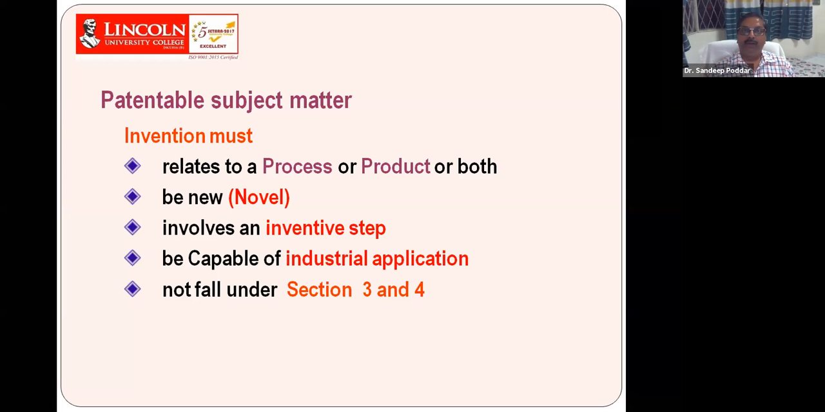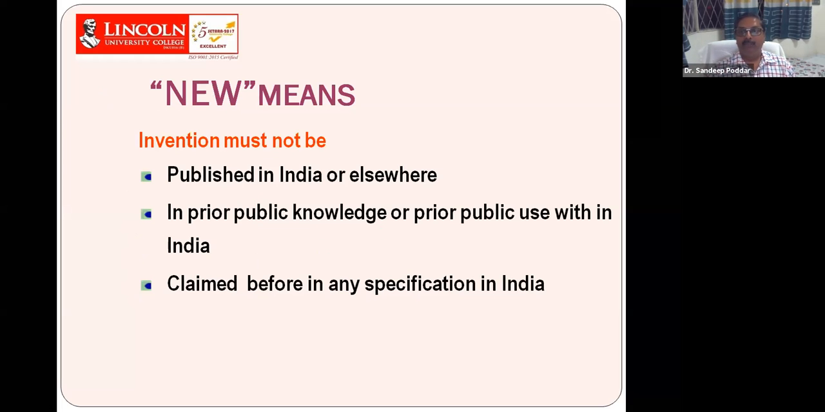We don't want to go deep into sections, etc. That is the law person's job, not ours. We are researchers. We are academicians. We focus on our things. So what is new? It is published in India or elsewhere, in Malaysia or elsewhere. I am giving these slides from the Indian context. Prior to public knowledge or public use, meaning if it is not already launched in the market, published or used, then only it can be patented, and claimed before any specification in India. So nobody has claimed yet, so I can make it a patent, new.